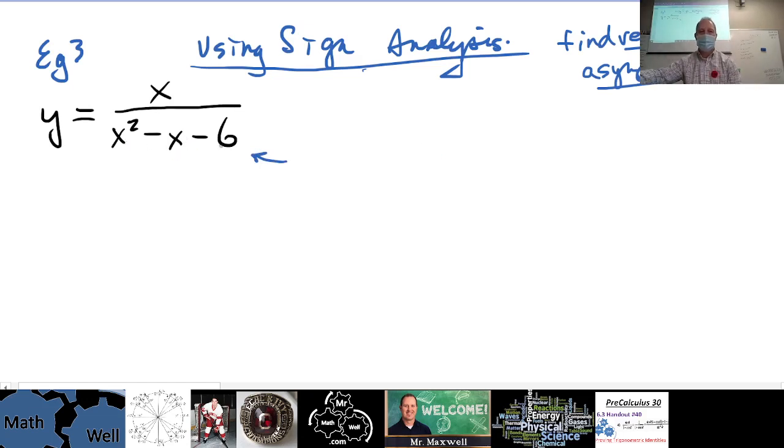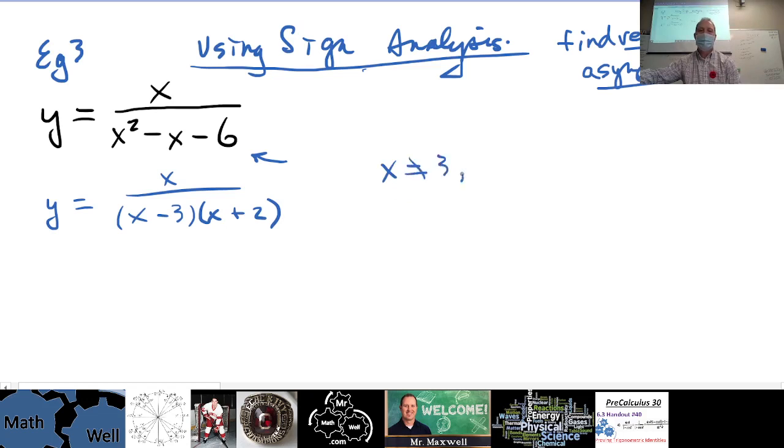We have to know what x values would make this 0. And so I'm going to factor the bottom and write this like this. Two numbers that multiply to -6 and add to -1. Looks like we got -3 and +2. Okay. So that's this trinomial factored. All right. So what we have here is two restrictions. So x, the restricted values would be +3 and -2. Okay. And we're going to use sign analysis now to see what happens at +3 and -2.